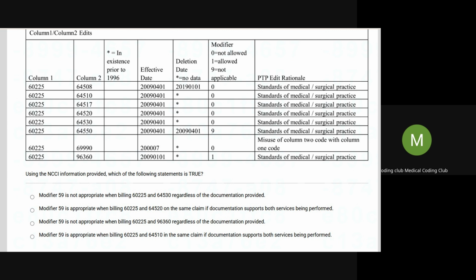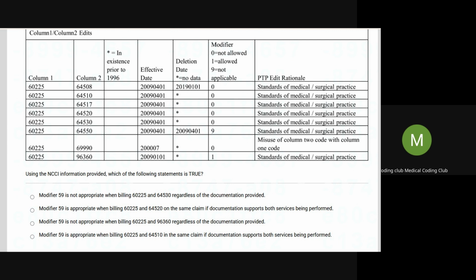Now check this question. They have given the complete list, and on that list they're asking: using the NCCI edit information provided, which of the following statements is true. I already told you, if you get indicator 0, you cannot use a modifier to bypass the edit. If you get 1, then you can use the 59 modifier to bypass the edit. So you have to check all the options.